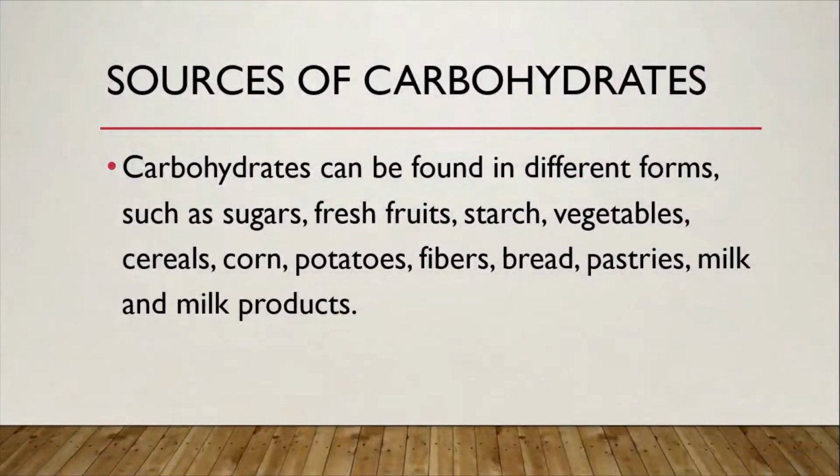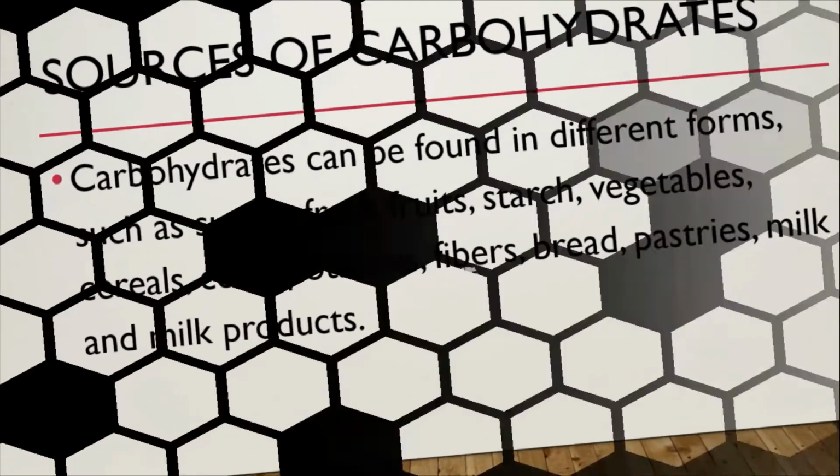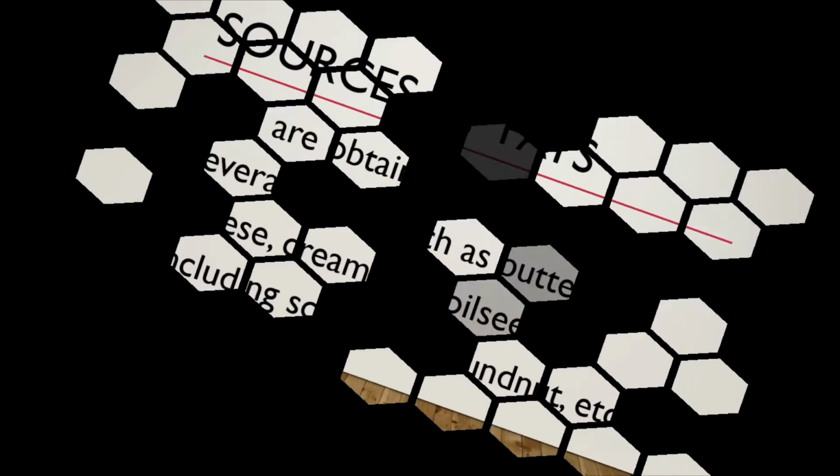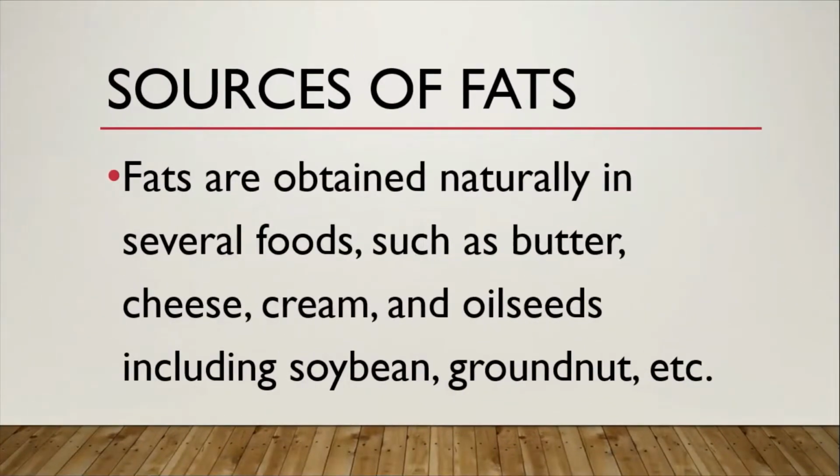Sources of carbohydrates. Carbohydrates can be found in different forms such as sugars, fresh foods, starch, vegetables, cereals, corn, potatoes, fibers, bread, pastries, milk, and milk products. Sources of fats. Fats are obtained naturally in several foods such as butter, cheese, cream, and oilseeds, including soybean, groundnut, etc.